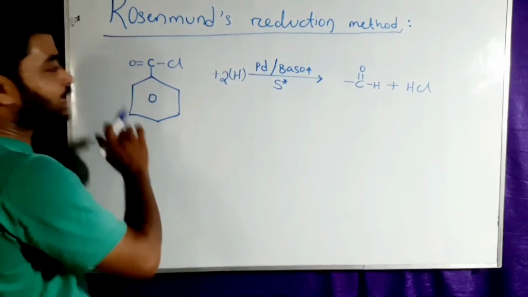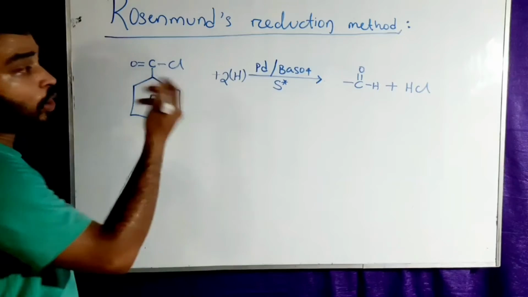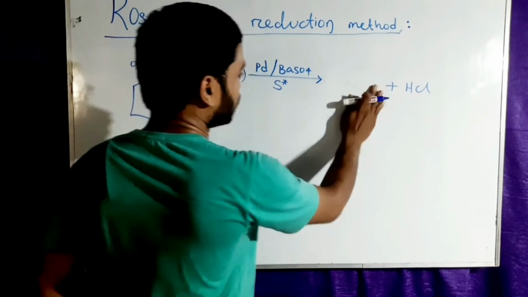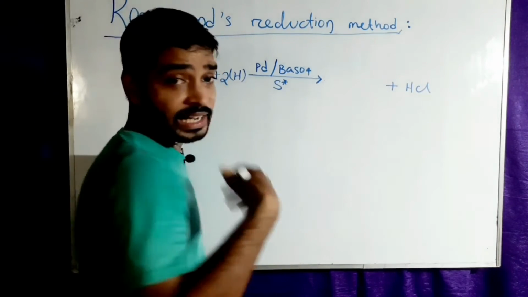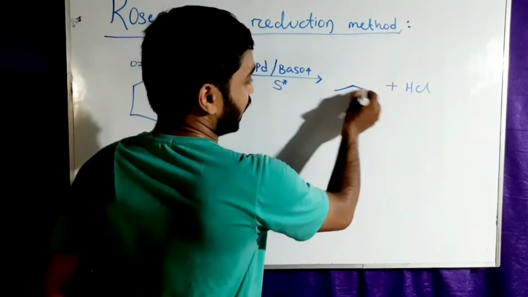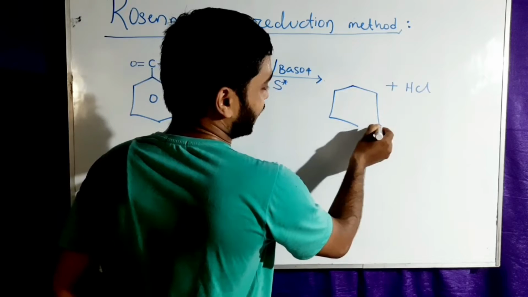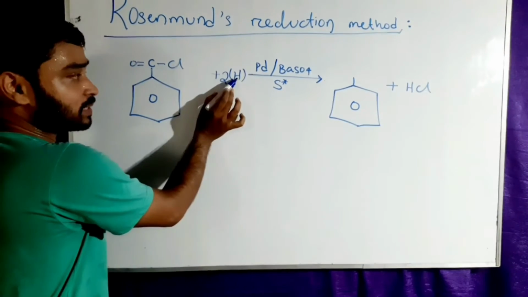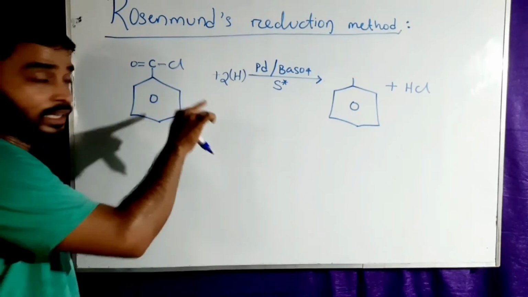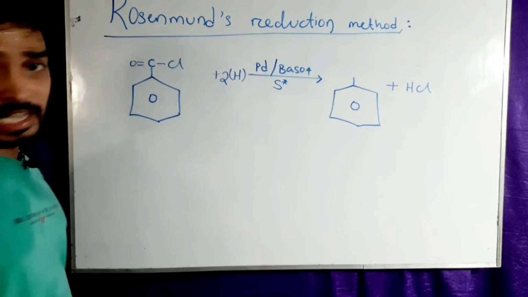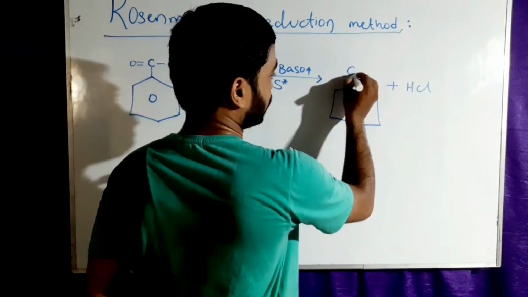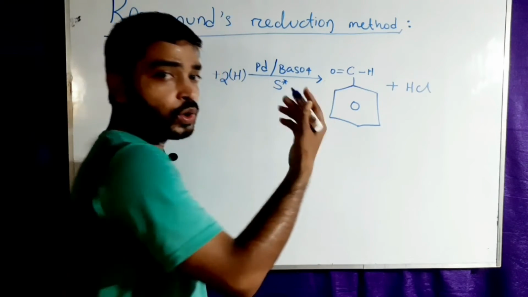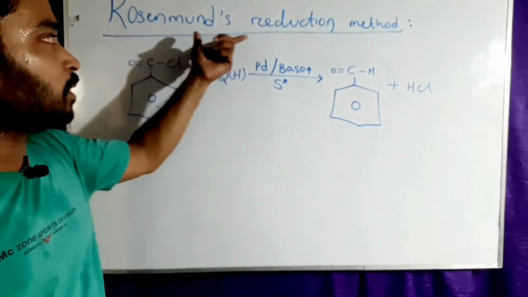The name for the compound is benzoyl chloride, and the benzoyl chloride, upon reduction, can also produce, by the same process, the aromatic aldehyde. That means the benzoyl chloride will produce benzaldehyde, and one hydrogen will combine with the chlorine part, and one hydrogen will combine with the carbon atom, so the resulting compound will be benzaldehyde. It is the formula for benzaldehyde, which can also be prepared by this Rosenmund reduction process.